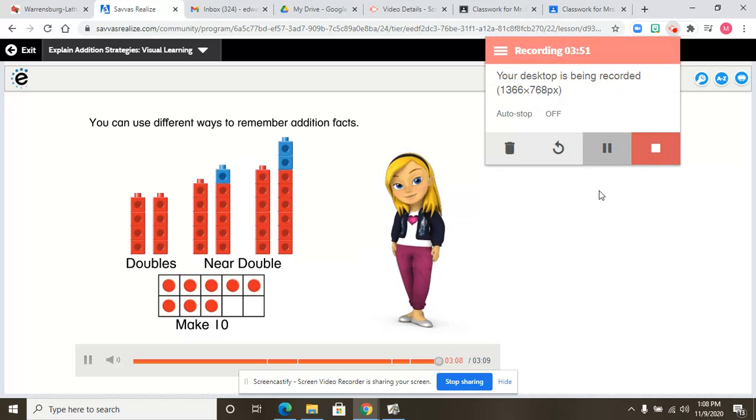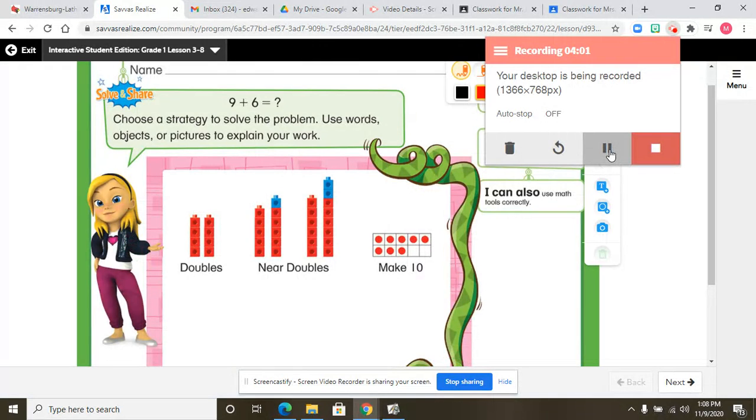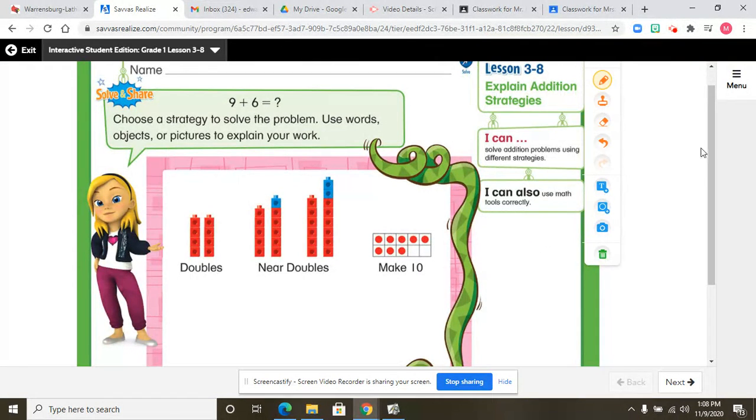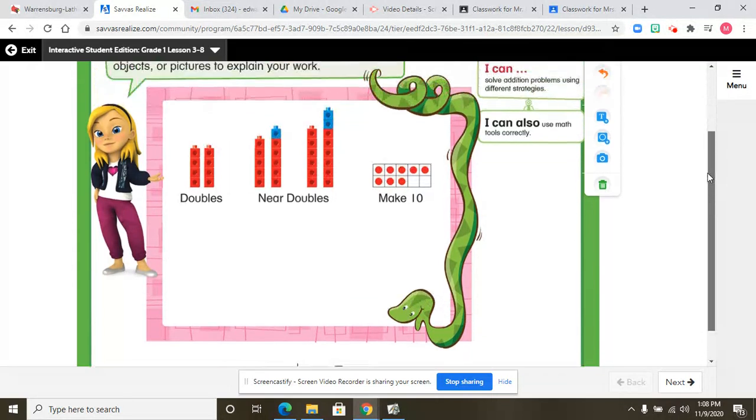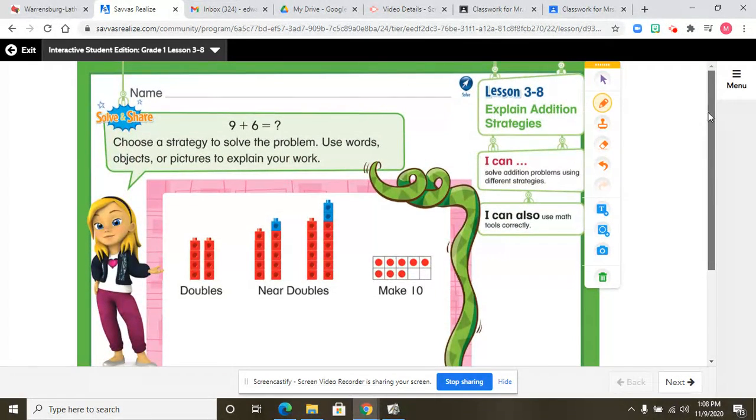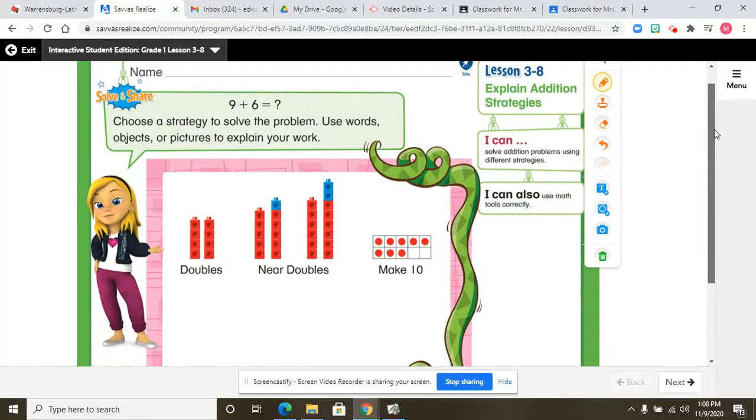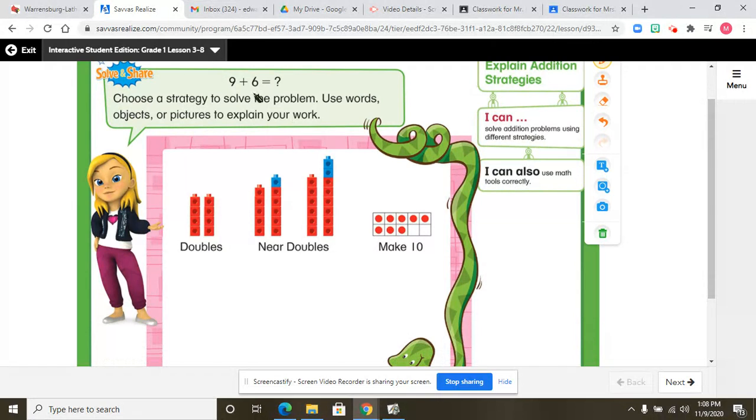Okay, so you need to get out your Volume 1 math workbook, and you need to be on page 197 with a pencil. Okay, if you're on page 197, it should look like this. There should be a snake on it and the girl from the video. Okay, let's read the directions to see what we have to do. 9 plus 6 equals blank. Choose a strategy to solve the problem. Use words, objects, or pictures to explain your work.